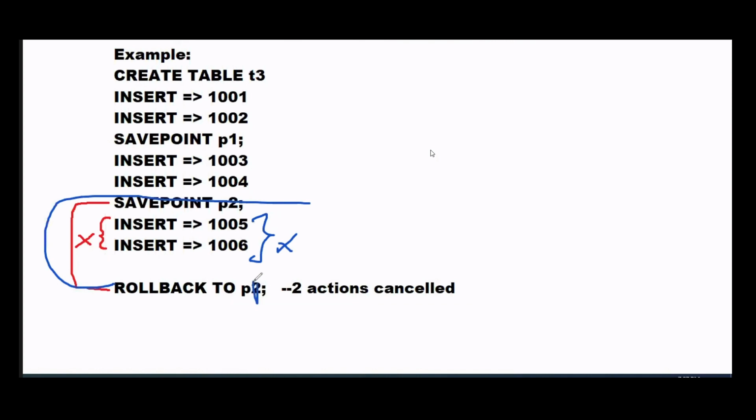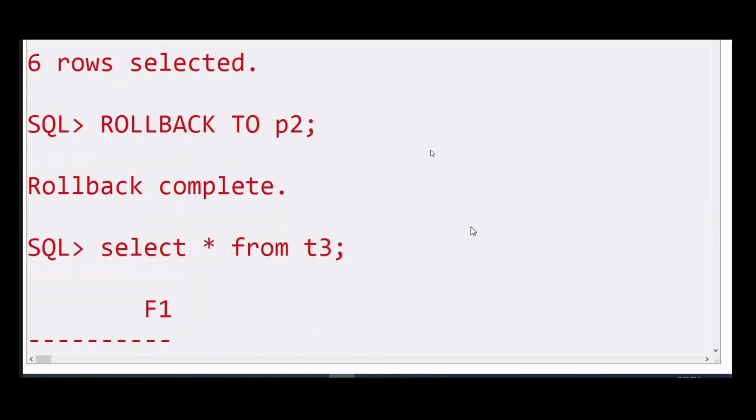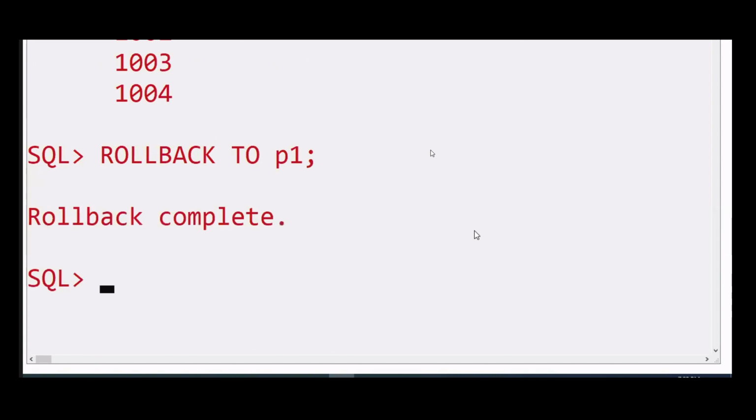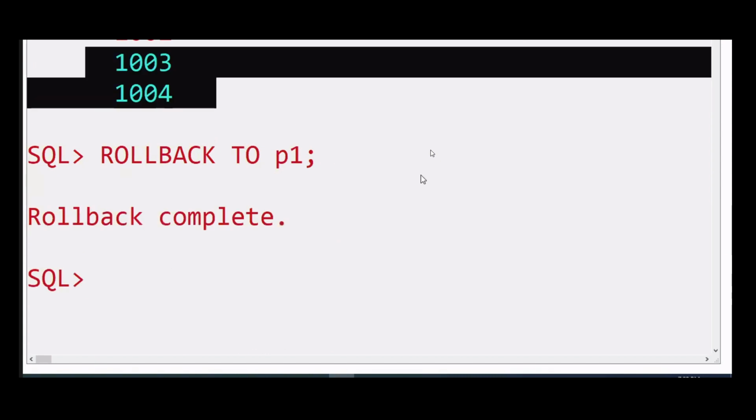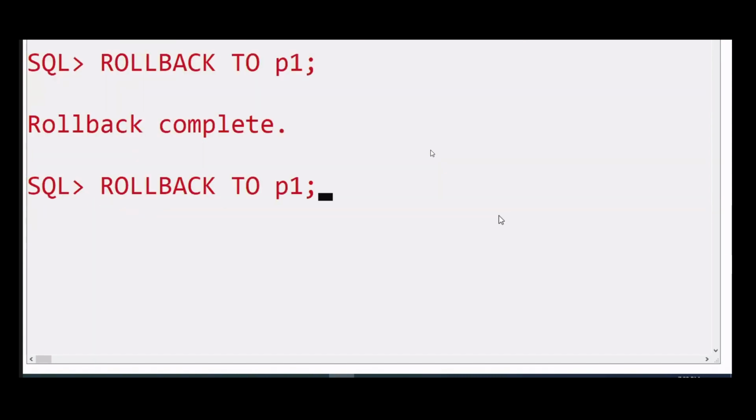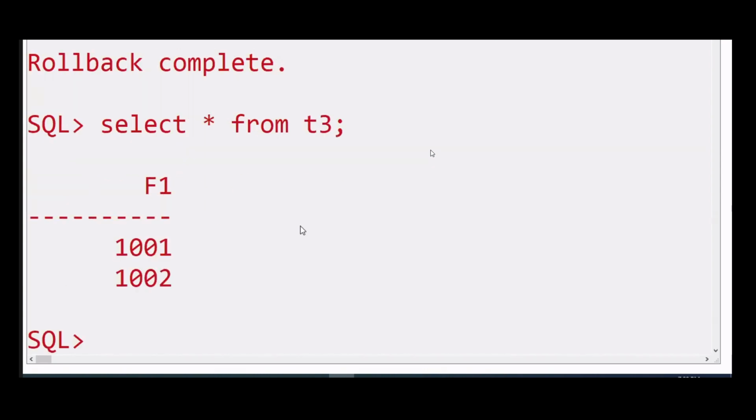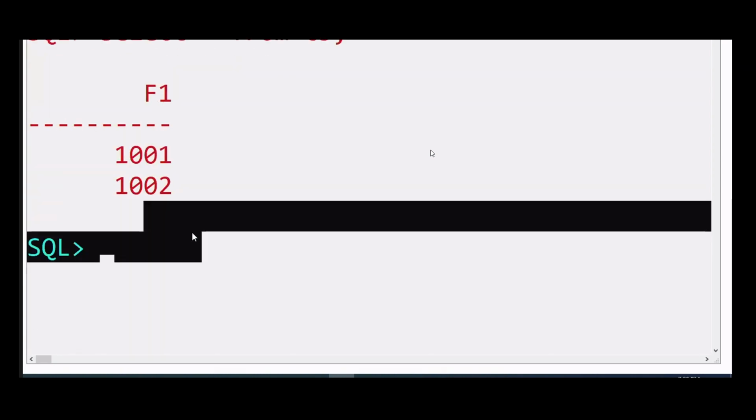Suppose I'm writing roll back to P1. Now till P1 point it cancels the actions. So these actions will be cancelled. How many actions will be cancelled now? 4 actions. So roll back to P1, I am writing. Now these 1003, 1004 insertions are cancelled. Open and see the table data. 1003, 1004 are not there.